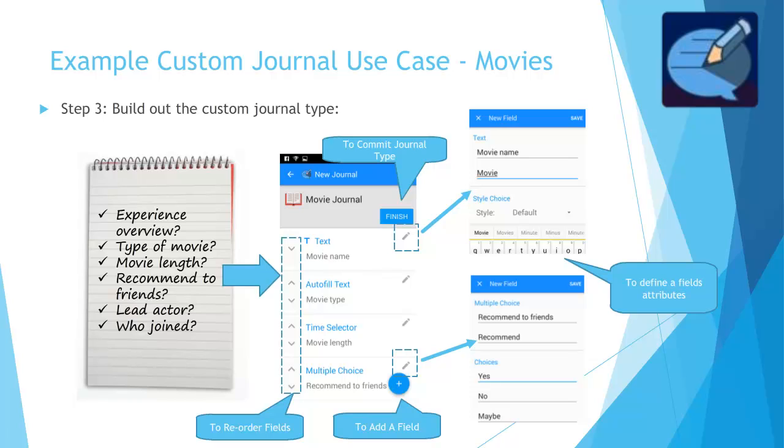A few other quick things you'll see on this slide. You'll see in the lower right hand corner a plus button that provides the ability to add a new field. You'll notice to the left up arrows and down arrows. This allows you to reorganize how the fields are presented in the journal entry. And then you'll also notice a little pencil button. This allows you to go in and edit the information about a field before committing the custom journal type. When all is done, to commit the journal entry, you would press the finish button in the upper right hand corner.